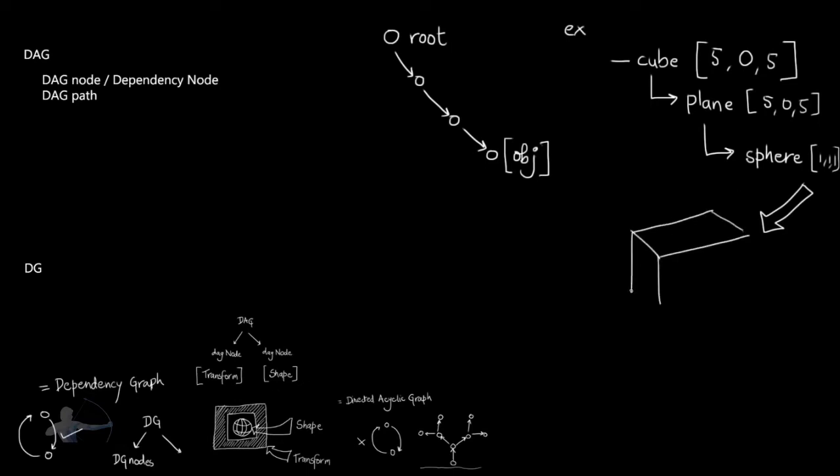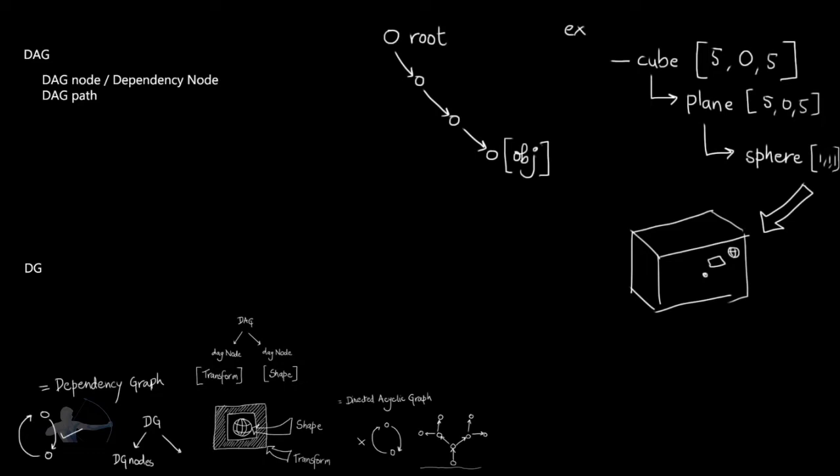So if this is the world space, your cube is here, which is the parent of plane. Your plane is here and the sphere is here. So Maya needs the complete DAG path to determine the location of this sphere.